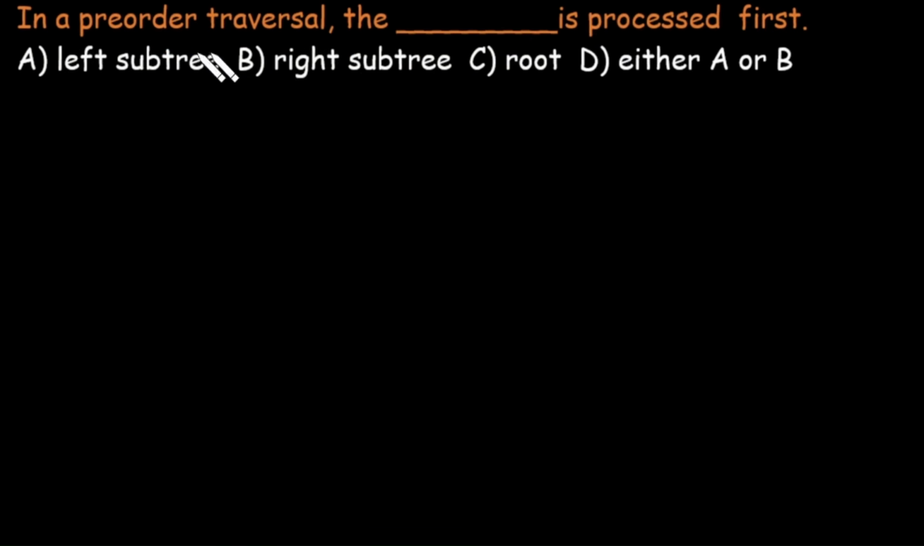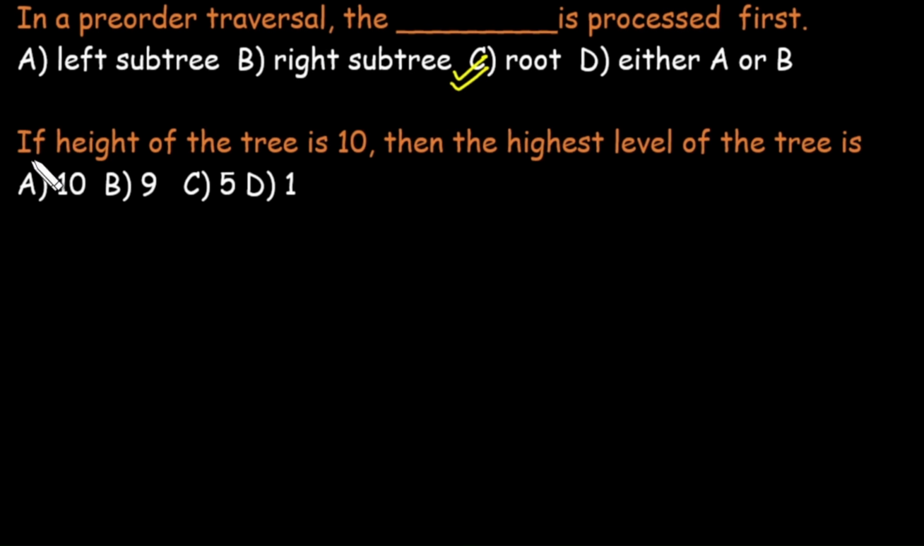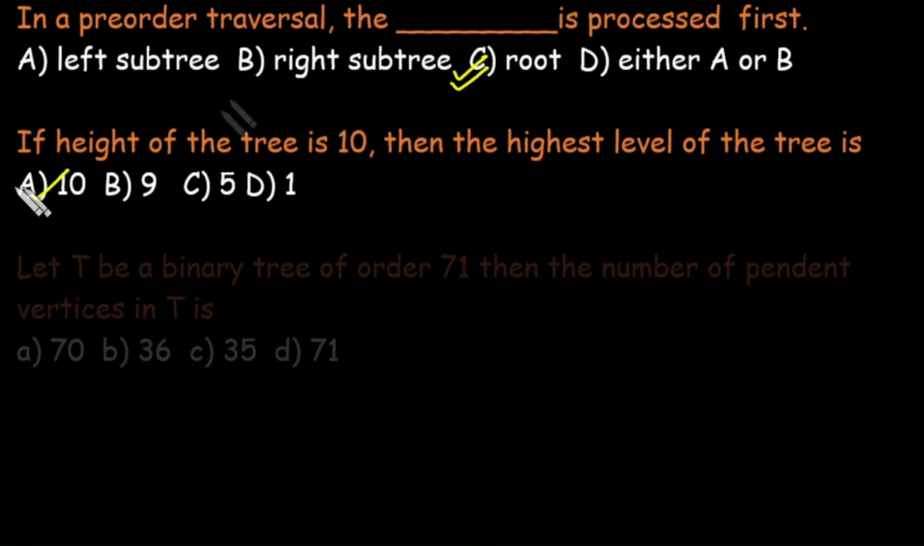Next is, in a pre-order traversal, what is the first thing processed? That is always the root, because in pre-order it is first the root, then left, then right. Next is, if the height of the tree is 10, then what is the highest level of the tree? Height itself means maximum level. It means the maximum level of the tree is 10.